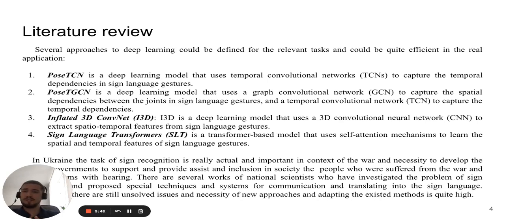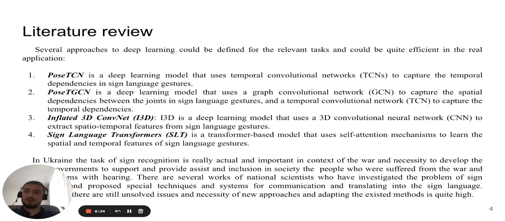In summary, there are various deep learning models that can be used for sign language recognition, such as pose-TGCNN, I3D, pose-TCNN, and SLT. These models differ in their architecture and the ability to capture spatial and temporal dependencies in sign language gestures. In Ukraine, the task of sign language recognition is really actual and important in the context of war and the necessity to develop special systems to support and provide assistance and inclusion in society for the people who suffered from the war and have problems with hearing.